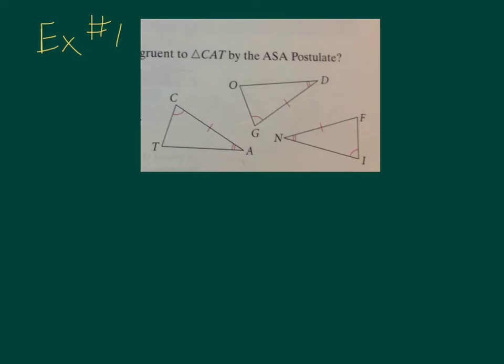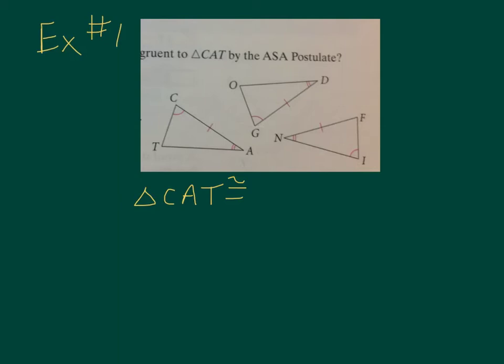In example number 1, we are asked which triangle is congruent to triangle CAT by the angle, side, angle postulate, by ASA. Please pause the video while you try to figure this out. Hopefully you will agree it is the middle triangle, triangle DOG.